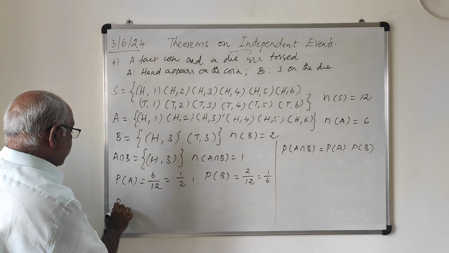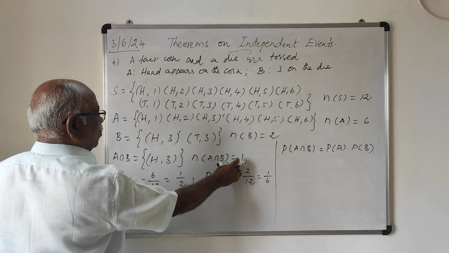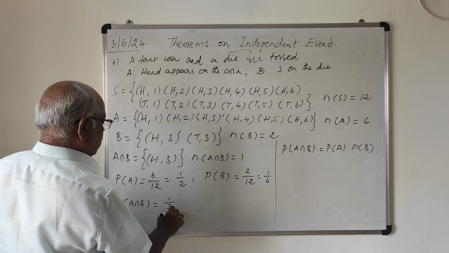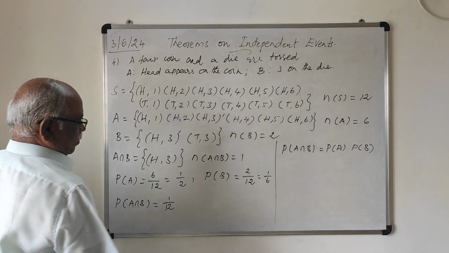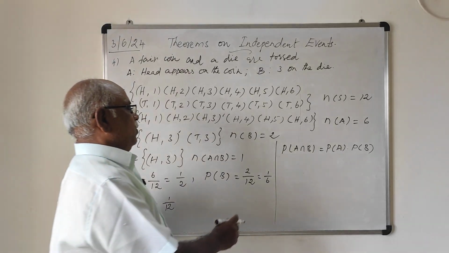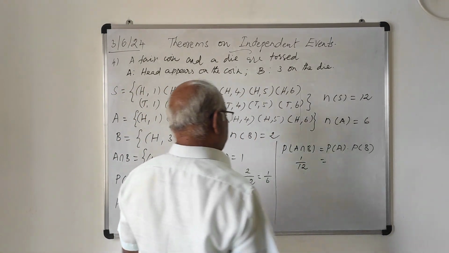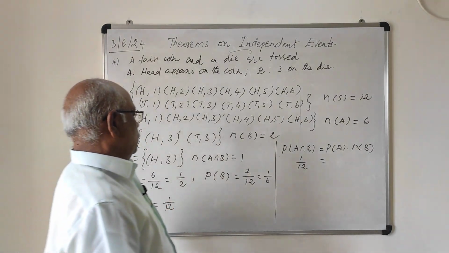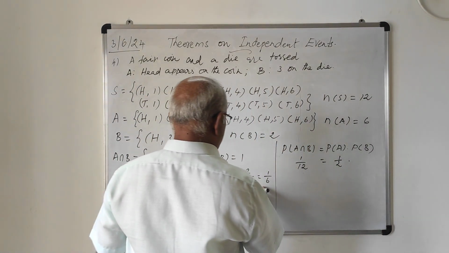What is the probability of A intersection B? A intersection B consists of only one outcome, therefore this is 1 by 12. So, our formula: p of A intersection B is 1 by 12, is equal to p of A, what is p of A? 1 by 2. What is p of B? 1 by 6.